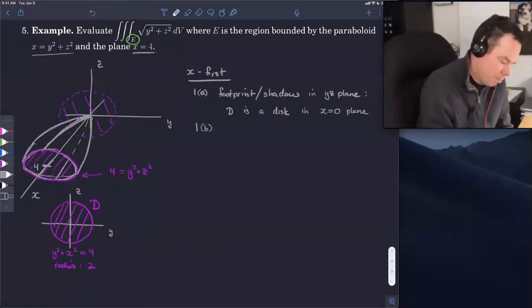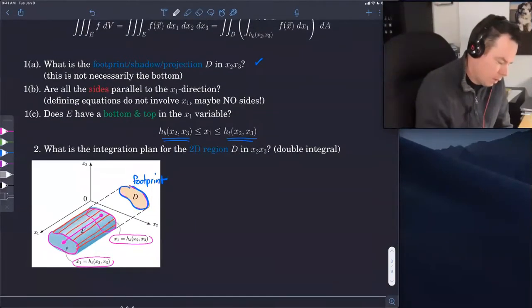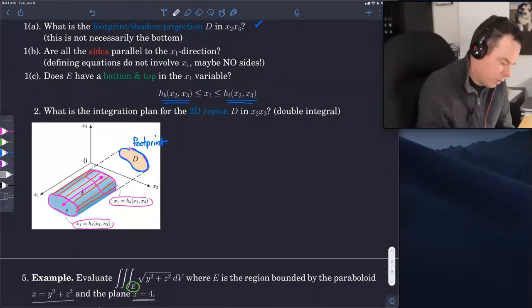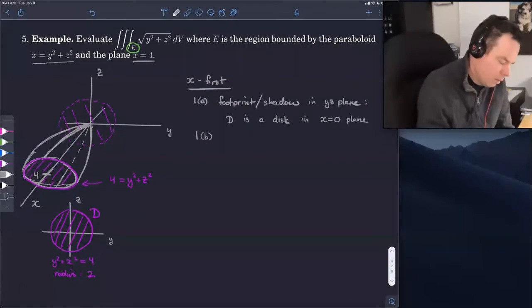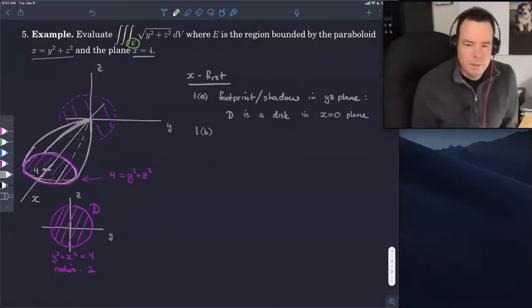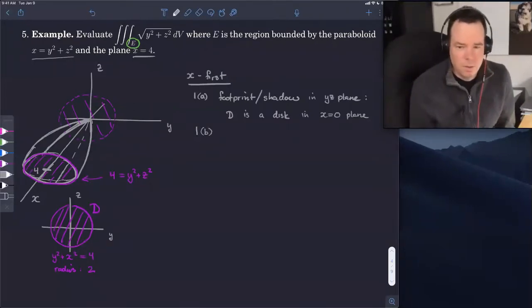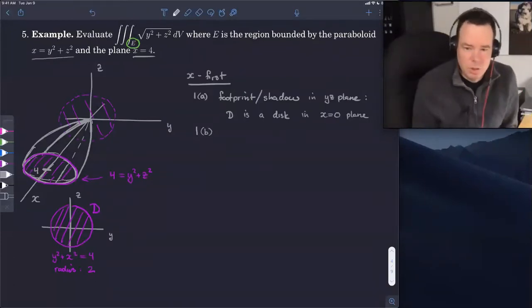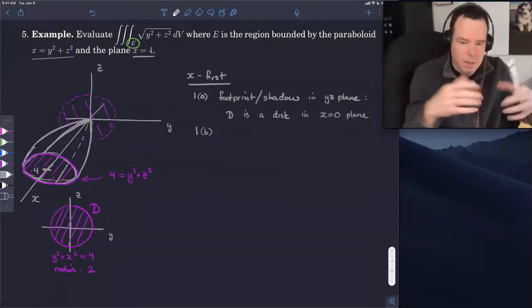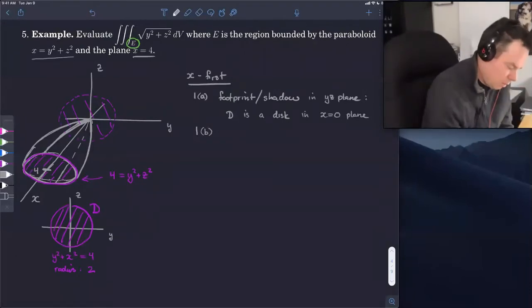Question 1b. Scroll up. 1b is saying, are all the sides parallel to the x direction? In other words, let's figure out what the sides of this shape are. So how do we determine sides? Well, we just think, are there any line segments parallel to the x-axis that are living on the boundary of this region? And because this is a paraboloid, it's all curved, it's all curving in. And so there are no sides to this shape.